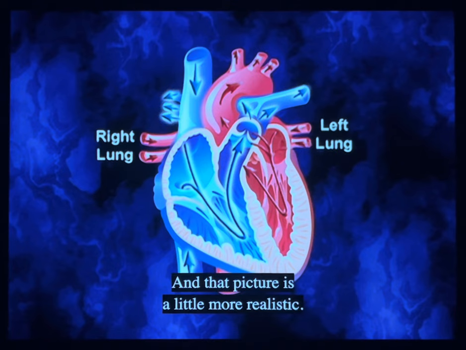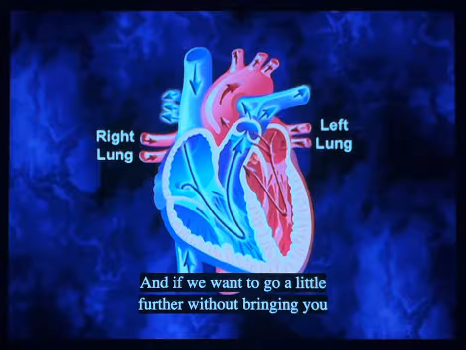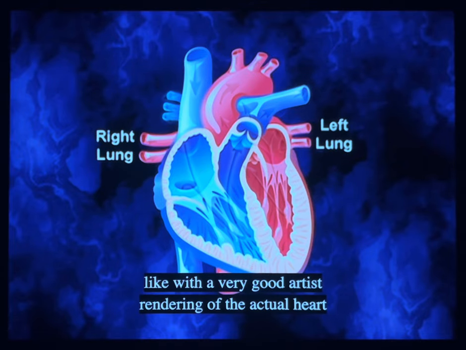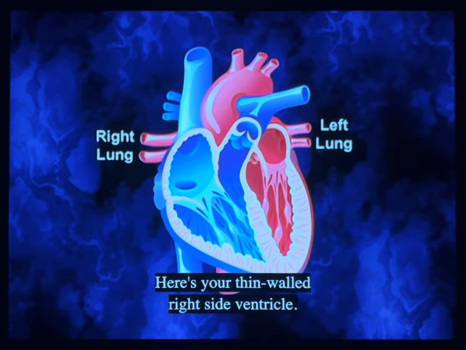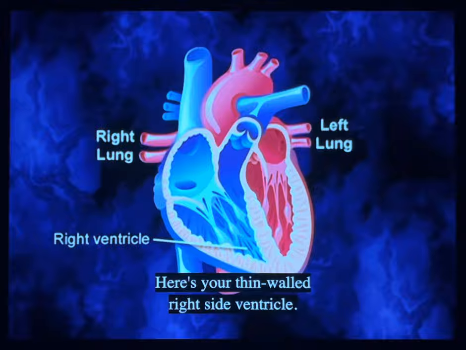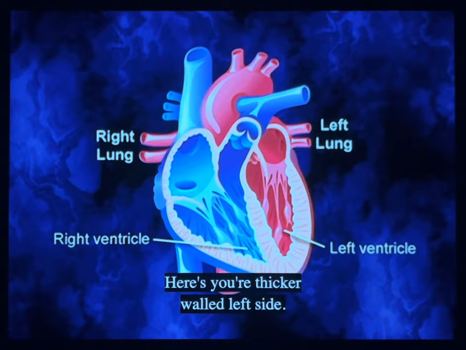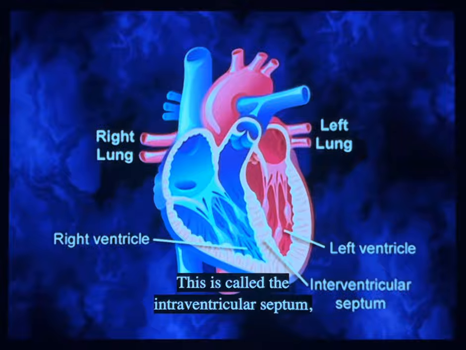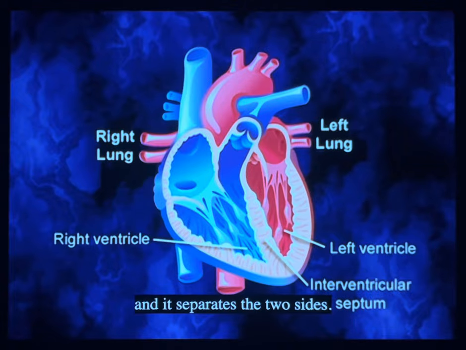And that picture is a little more realistic. If we want to go a little further without bringing you a real heart, this is what it looks like with a very good artist rendering of the actual heart itself. Here's your thin-walled right side ventricle. Here's your thicker walled left side. Here's a septum in the middle. This is called the intraventricular septum, and it separates the two sides.